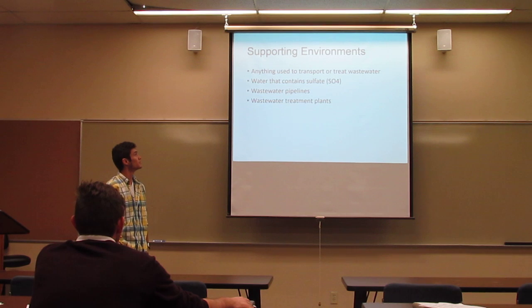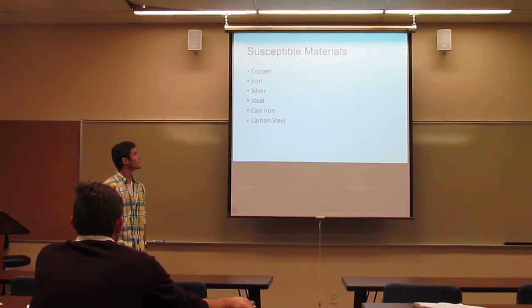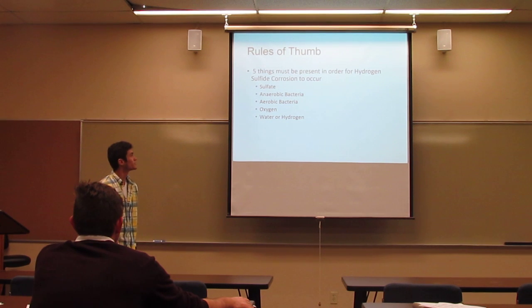Supporting environments are going to be anything used to transport or treat wastewater, water that contains sulfate, wastewater pipelines, or wastewater treatment plants. Susceptible materials are going to be copper, iron, silver, steel, cast iron, and carbon steel. Rules of thumb: 5 things must be present in order for hydrogen sulfide corrosion to occur. Sulfate, anaerobic bacteria, aerobic bacteria, oxygen, and water or hydrogen.